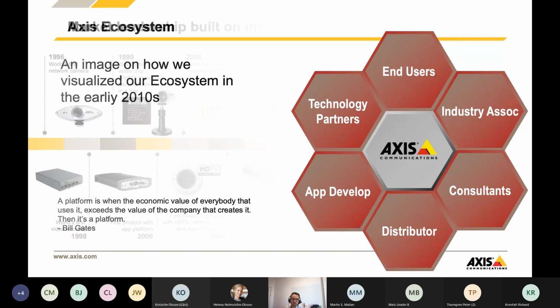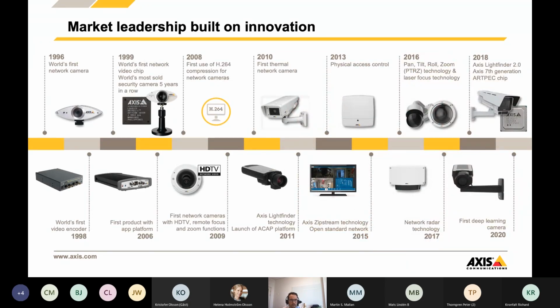So, one more time scale: in '96, we brought the first network video camera to the market, and during the first 10 years of the 2000s, we expanded the product portfolio so we could supply the cameras you need to have a good portfolio, for everything from outdoor to low light to specific indoor cameras to vandal proof.